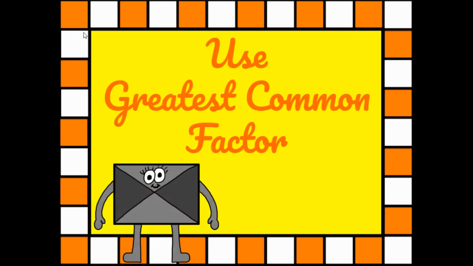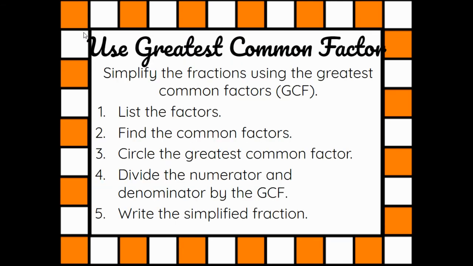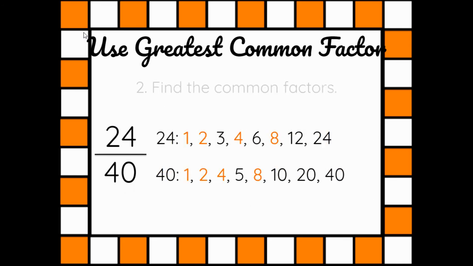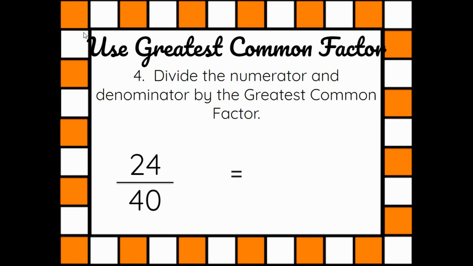Using greatest common factor. So this is another technique. This is a little bit longer because you have to list all the factors, find the common factors, circle the greatest common factor, divide the numerator and denominator both of them by the greatest common factor, then write the simplified fraction. So first we list them all, and we find the common ones. We circle the greatest common one. We divide the numerator and denominator both by the greatest common factor.